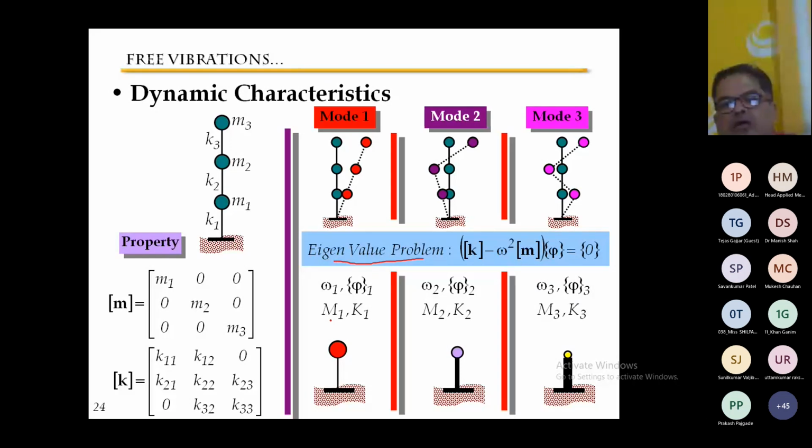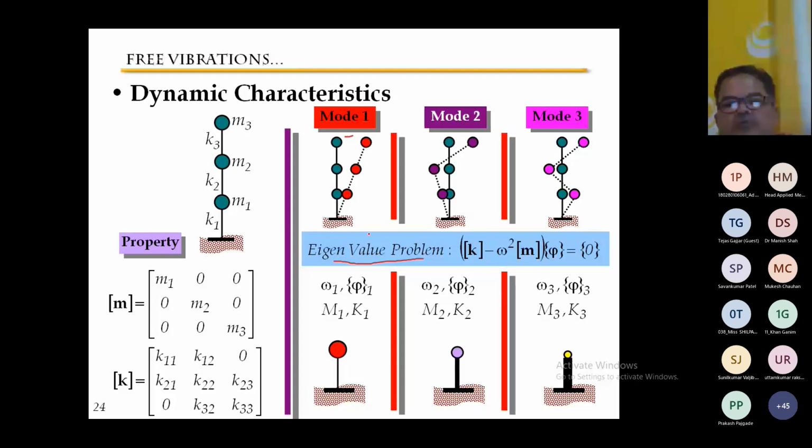So this is mode 1, right? Your system is vibrating in mode 1. It may vibrate in mode 2, mode 3. So basically it is a 3 degree of freedom system. So we have 3 dominating frequencies, and on that basis we have 3 mode shapes.